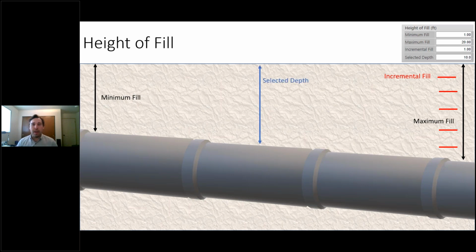And then for a selected depth, this is just what will be highlighted in the program. It doesn't actually control anything. So I know I've had users that have used 0 feet and they wonder if that has any implications on the actual design itself. It doesn't. This is just what's highlighted in your results. So the selected depth isn't necessary to the design. It'll just help highlight what's in there.